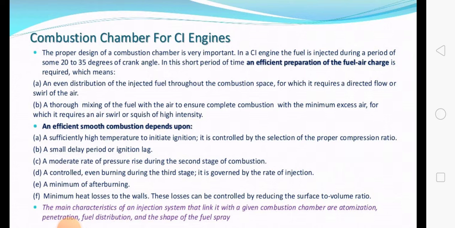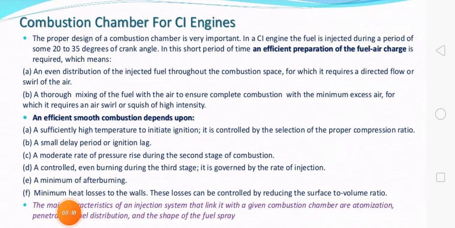Minimum heat loss to walls. These losses can be controlled by reducing the surface to volume ratio. To reduce the heat loss to the wall, we must keep the surface to volume ratio under control. Generally these losses are controlled by reducing the surface to volume ratio.